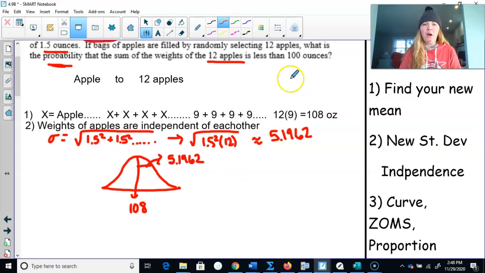I'm trying to figure out what is the probability that the sum of their weights, so right now the average weight of 12 apples is about 108 ounces, okay? We want to know what is the probability that if we had a bag that it's going to be less than 100 ounces. That's my observation right here.